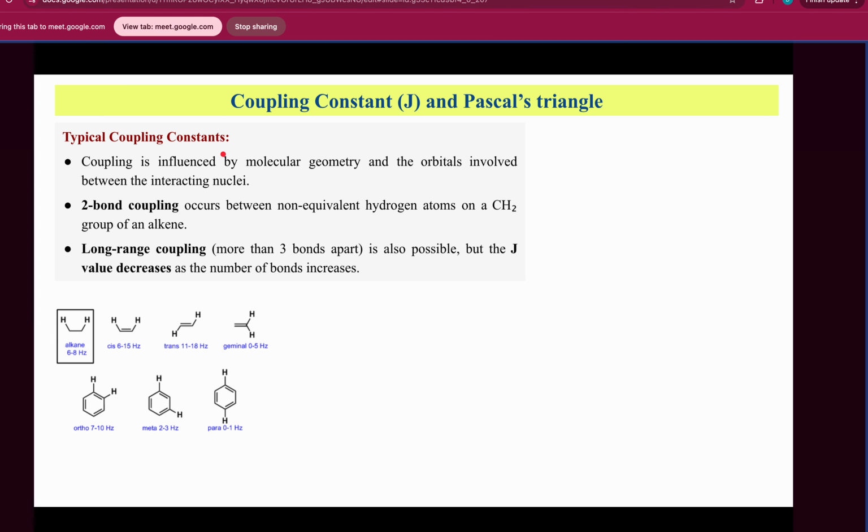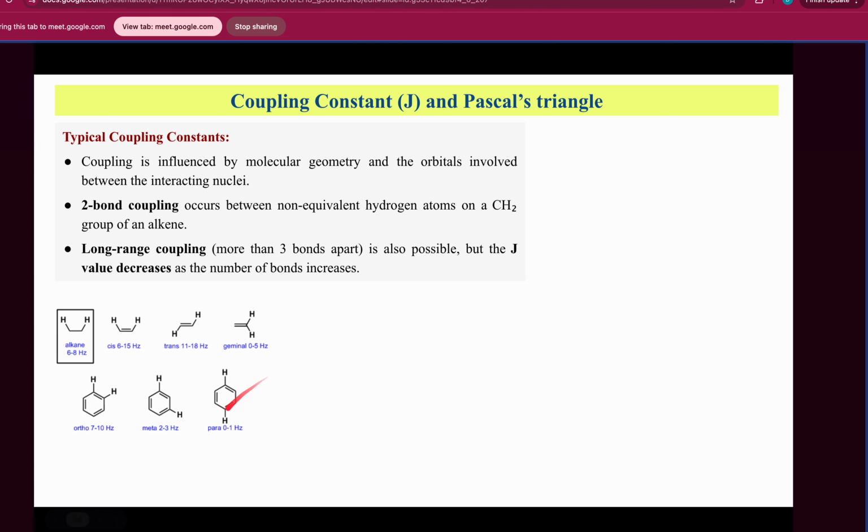And then typical coupling constants. So till now we have only looked into the two-bond coupling which occurs between non-equivalent hydrogen atoms on the CH2 group of an alkene, which is this one. Now long-range coupling means coupling between hydrogens that are more than three bonds apart.